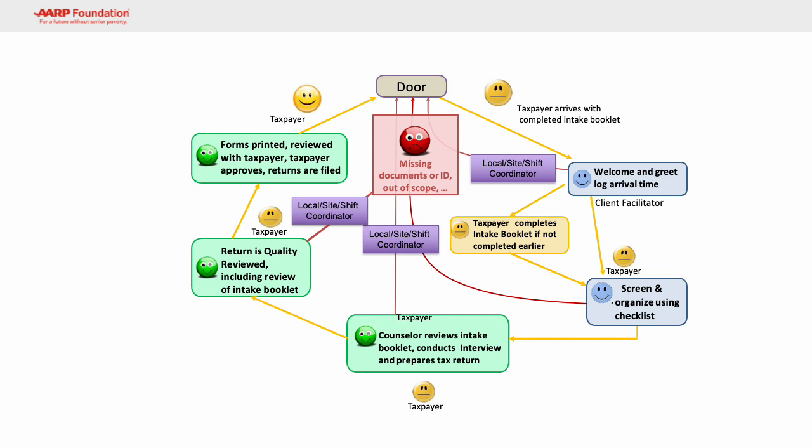And one last time, it needs to be mentioned that if at any time during the process it becomes known that a return might be out of scope or there might be an issue with the taxpayer, the local coordinator should be notified immediately.